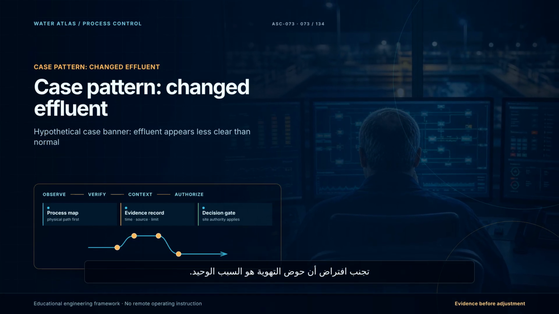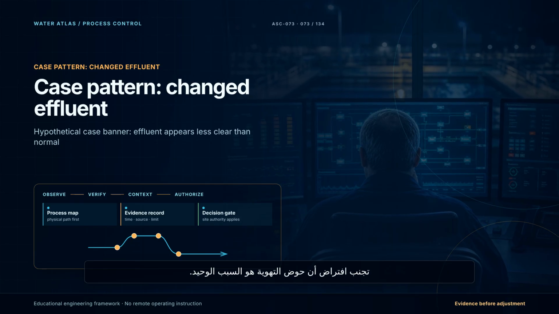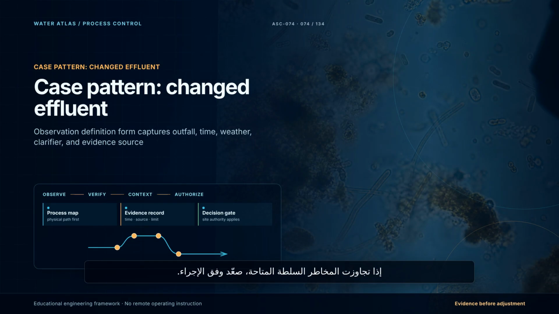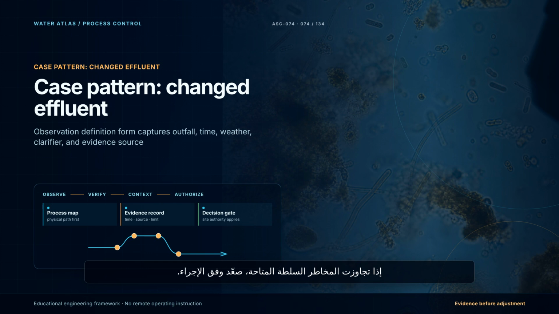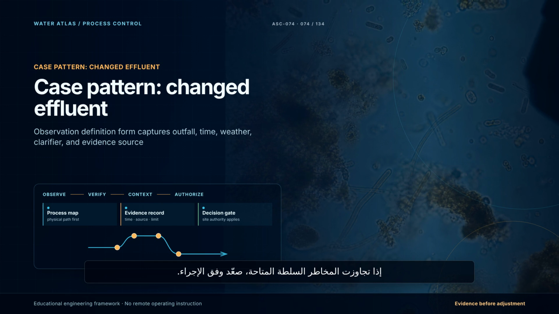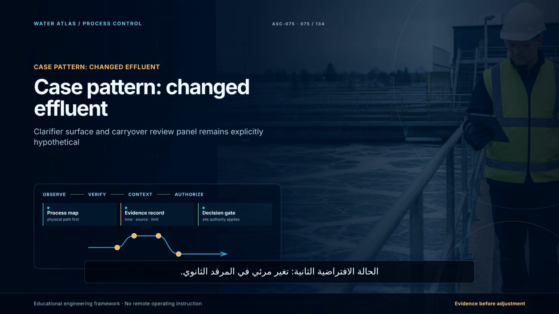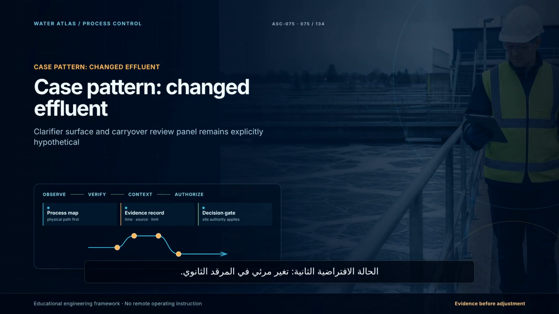Use clear labels. Separate measured values from comments. Identify missing data instead of silently replacing it. Show when a sample was collected and when it was analyzed. Indicate whether a value comes from an online instrument, a grab sample, a composite sample, or an approved calculation.